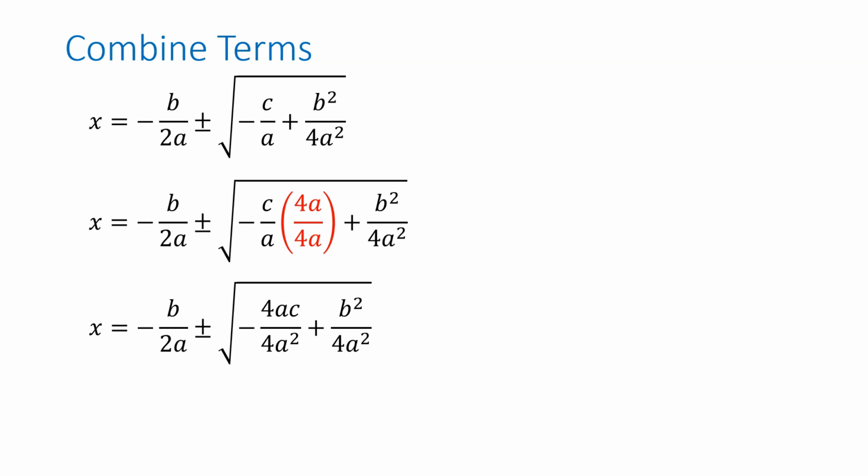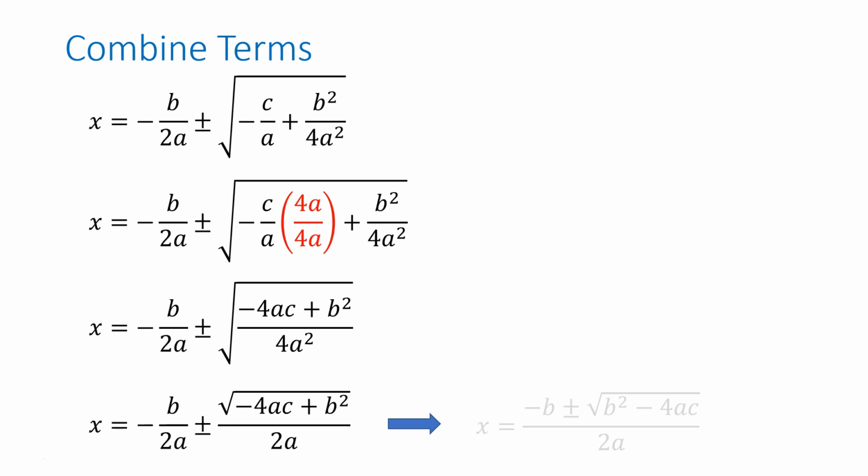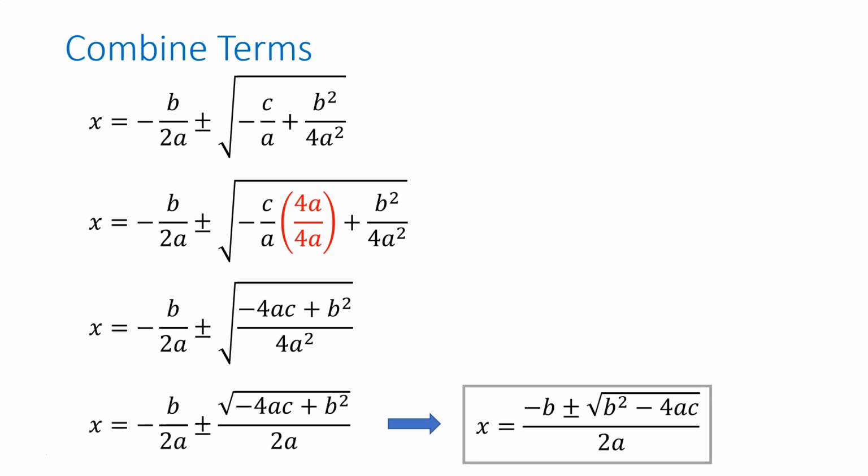Now that the denominators match, we can combine the numerators while keeping the common denominator. We get x equals negative b over 2a plus or minus the square root of negative 4ac plus b squared over 4a squared. The square root of 4a squared is just 2a. And once again, we see matching denominators, which means that we can combine the numerators. When we do that and reorder the terms under the square root, we get x equals negative b plus or minus the square root of b squared minus 4ac all over 2a.